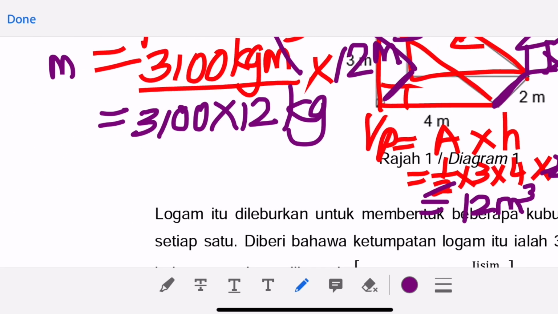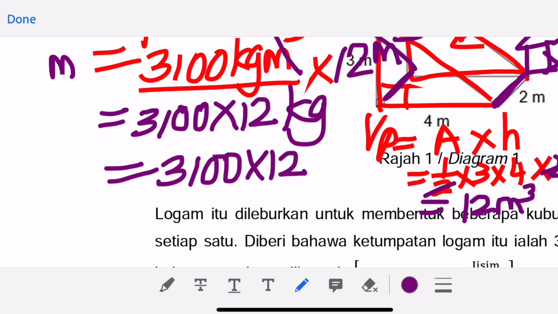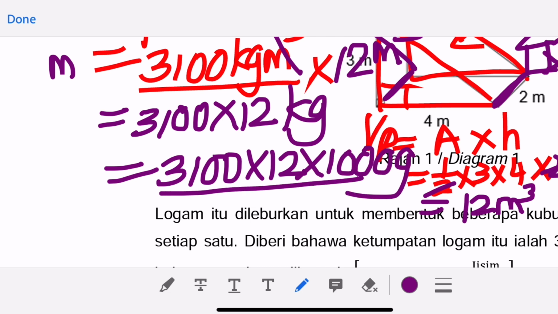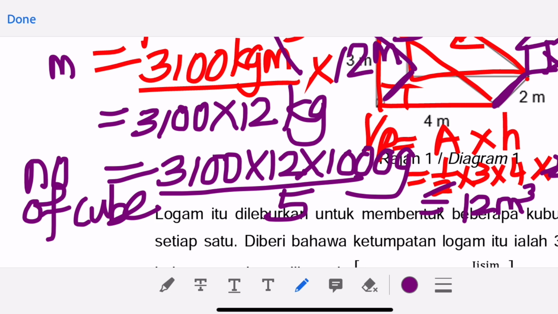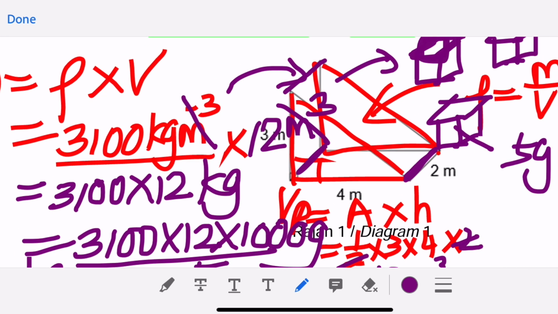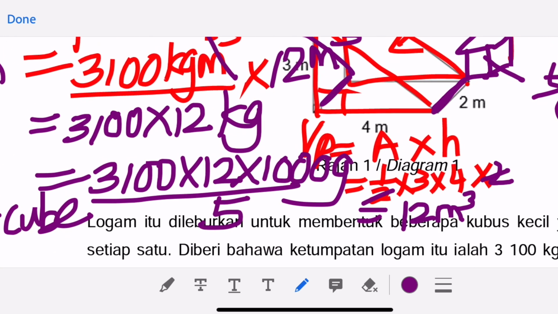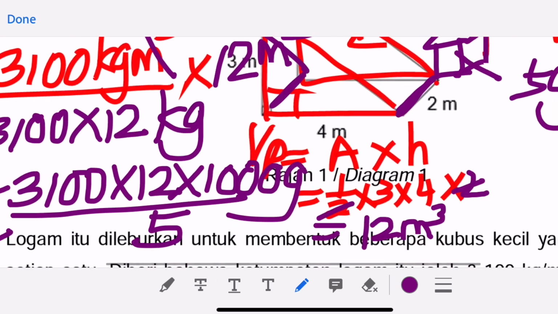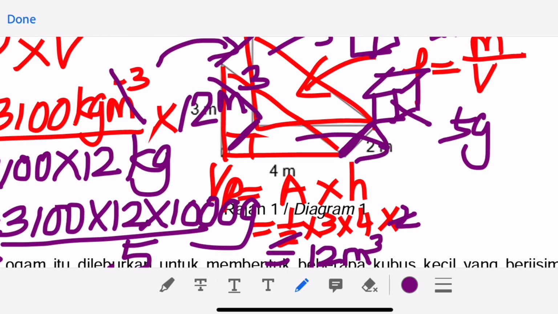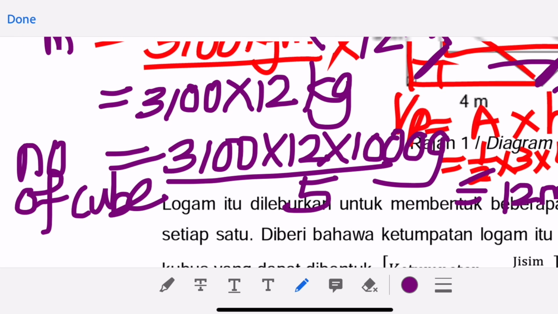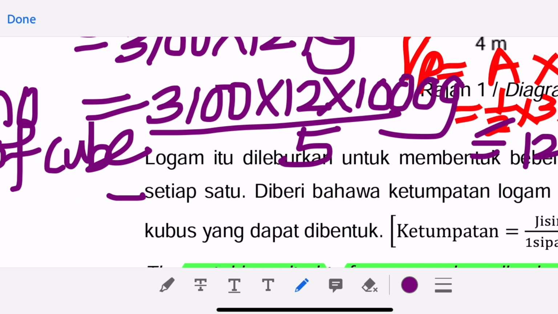So that means we have to convert this one into gram. 1 kg is 1000 gram, right? Then we divide by 5. Why do we divide by 5? This one becomes the number of cubes. Number of cubes is actually the total mass divided by the mass for 1 cube. That means from this we can form many cubes. It's so heavy, right? So then you can press your calculator.